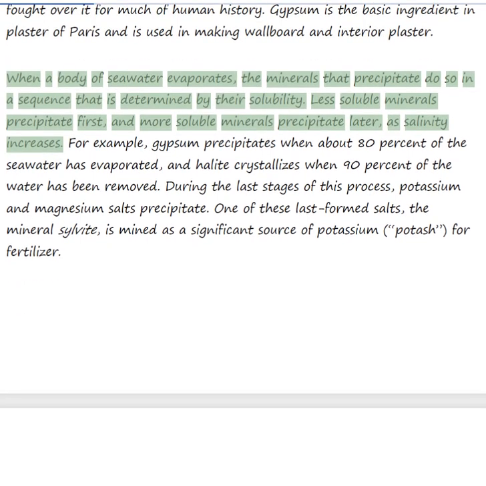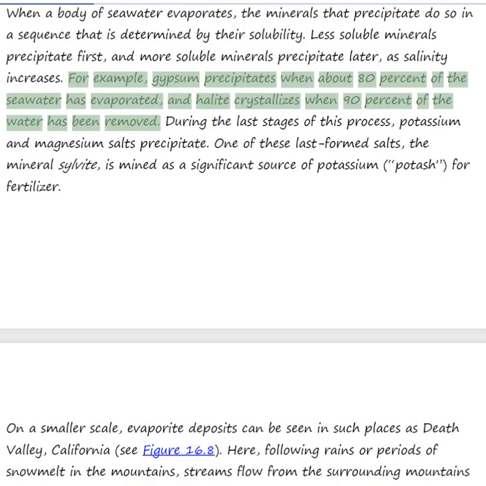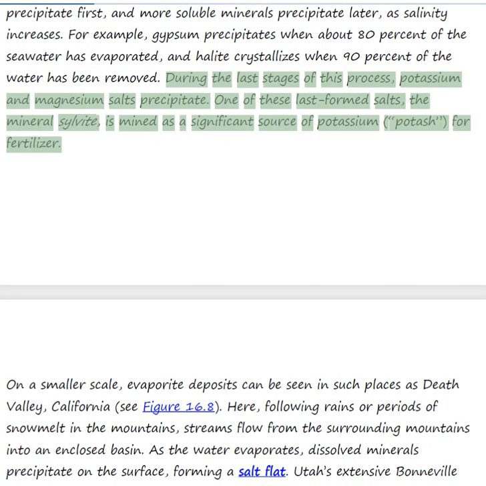When a body of seawater evaporates, the minerals that precipitate do so in a sequence that is determined by their solubility. Less soluble minerals precipitate first, and more soluble minerals precipitate later, as salinity increases. For example, gypsum precipitates when about 80% of the seawater has evaporated, and halite crystallizes when 90% of the water has been removed. During the last stages of this process, potassium and magnesium salts precipitate. One of these last-formed salts, the mineral sylvite, is mined as a significant source of potassium for fertilizer.